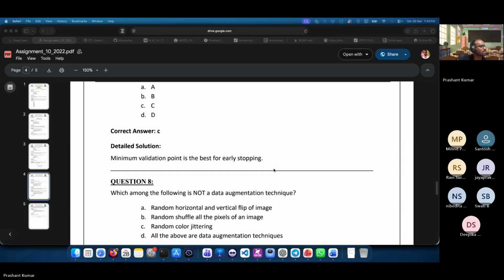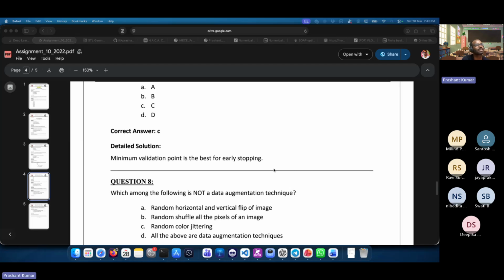Which among the following is not a data augmentation technique? Random horizontal and vertical flip of image, random shuffle of pixel in an image, random color jittering. Option C should be incorrect. Shuffle of pixel color also we don't do that. What is the meaning of random color jittering?